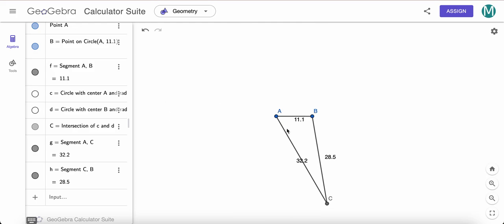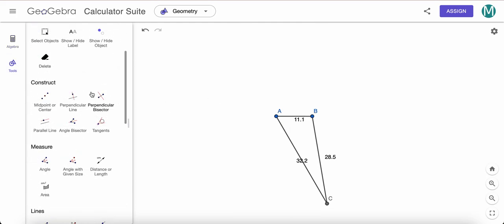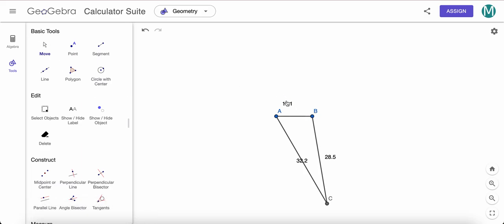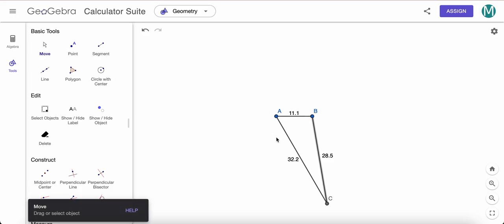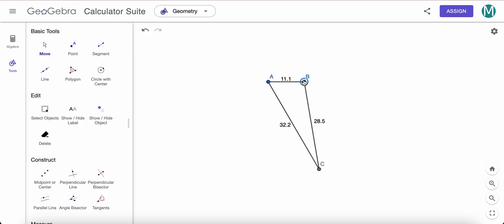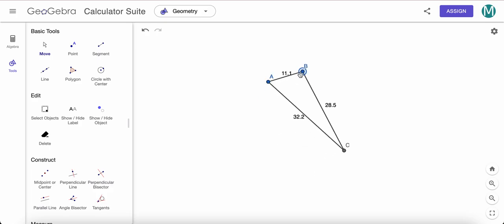This is my triangle, and let me move it up, and let's make this distance more visible, and let's move to the middle, and we can make it like so. I cannot move that. Okay, what about B? Okay, it's pretty good.